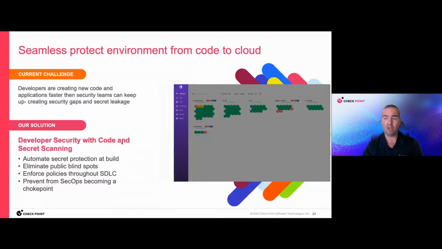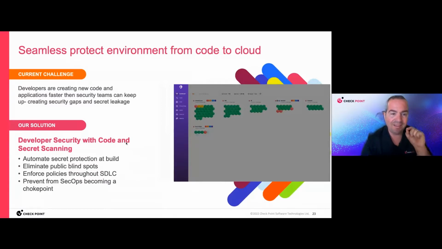Last but not least, from a solution perspective, is definitely why we acquired Spectral.io. Developers, as I said earlier, are creating new code faster than we security peeps can keep up with, and it creates security gaps. It creates a situation where secrets are leaking and new risks are introduced as new code is deployed. What the Spectral developer-first platform delivers is that it couples security with code, provides secret scanning capability, and does it as they automate things at build. They eliminate those blind spots and make sure that you have the right policies throughout the SDLC.